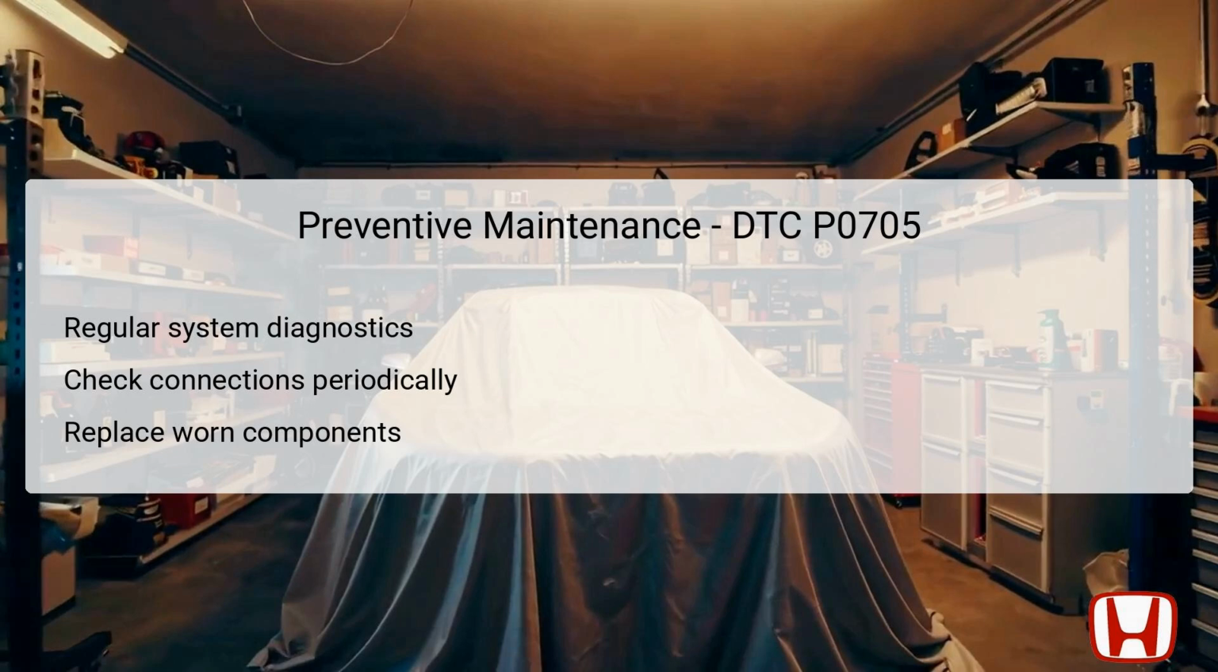Preventive maintenance is key to avoiding DTC P0705 in the future. Scheduling regular system diagnostics can detect issues before they escalate, allowing for timely repairs. Additionally, periodically inspecting the wiring and connections associated with the transmission range switch and TCM can prevent shorts or other electrical faults. It's also vital to replace any worn or damaged components immediately, as older parts are prone to failure. Maintaining good practices like this can extend vehicle lifespan and promote smooth transmission operation, reducing the likelihood of error codes.